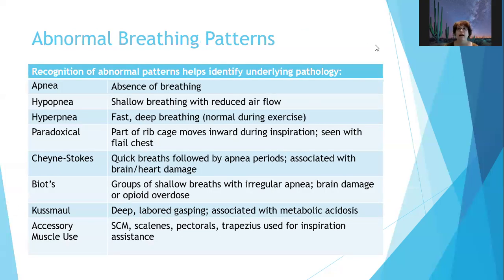So when we start talking about abnormal breathing patterns, we already talked about dyspnea, which is difficulty breathing, and it's a subjective feeling of being short of breath. The respiratory rate is going to reveal tachypnea or bradypnea. When we're looking at chest excursion, we're looking at the normal use of the diaphragm, or are they using some accessory muscles like SCM or scalenes or pectorals or trapezius to drag the ribs up and get more air in?